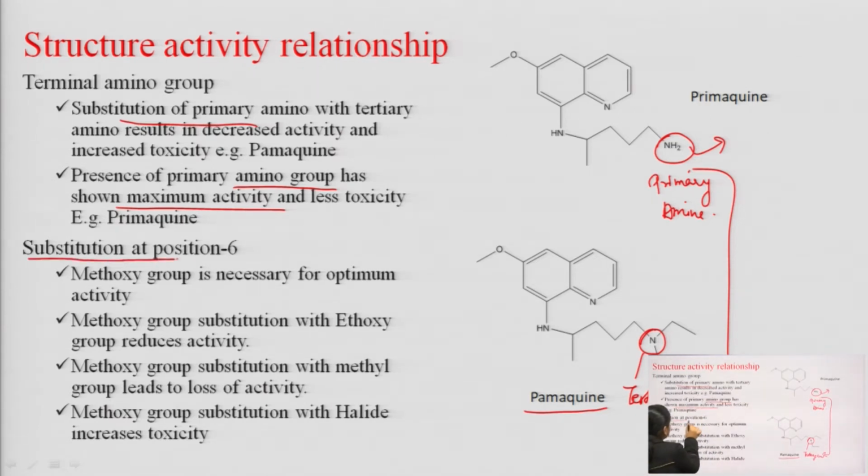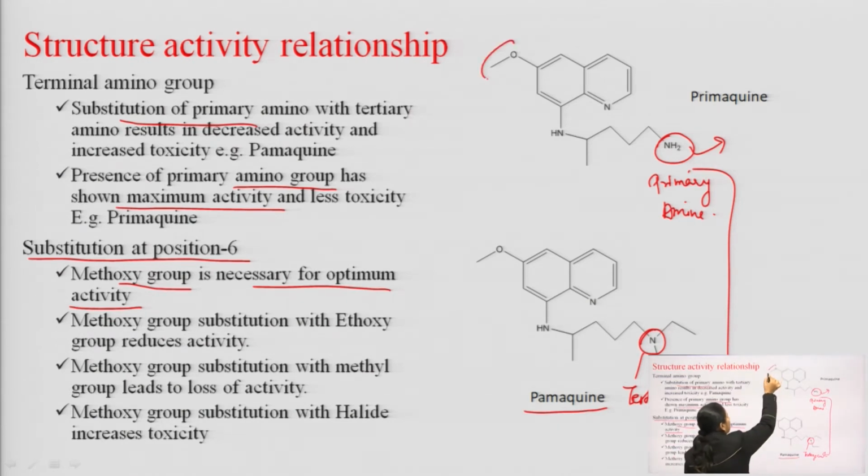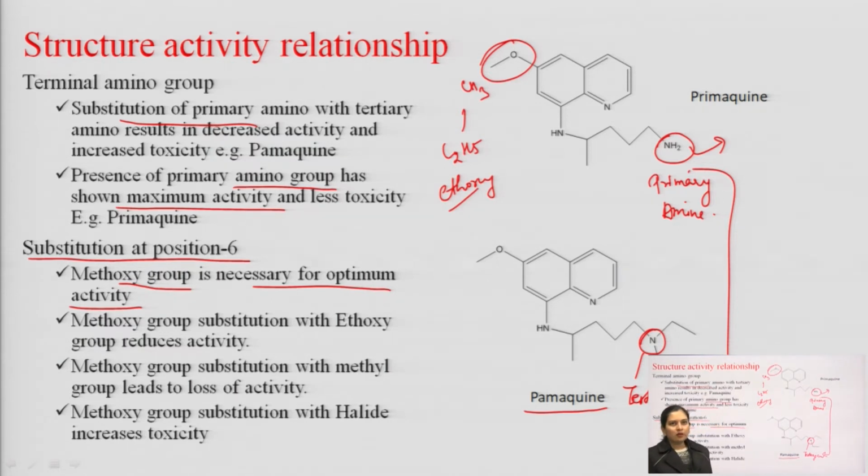Third, we will see the substitution at position 6. What happens if we do the substitution at position 6? Here we will see the methoxy group is necessary for the optimum activity. If this methoxy group is substituted with an ethoxy group, we found reduced activity. In the same way, if this methoxy group gets substituted with a methyl group, it leads to loss of activity.